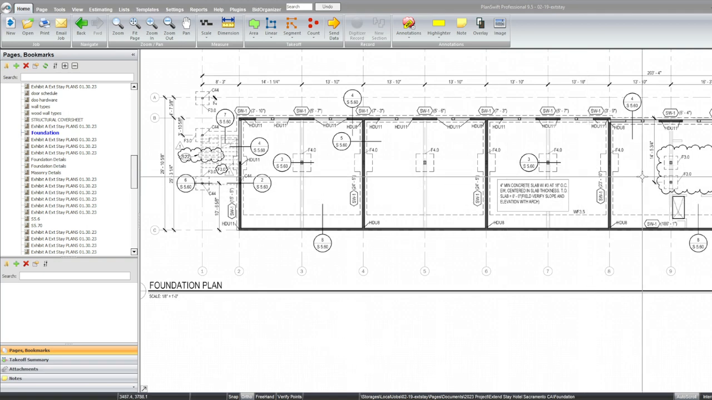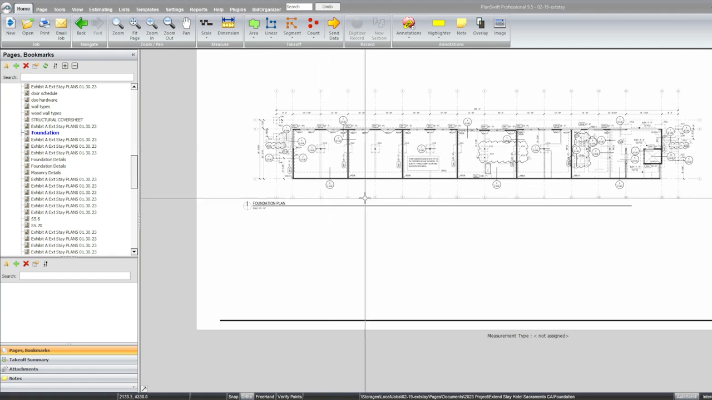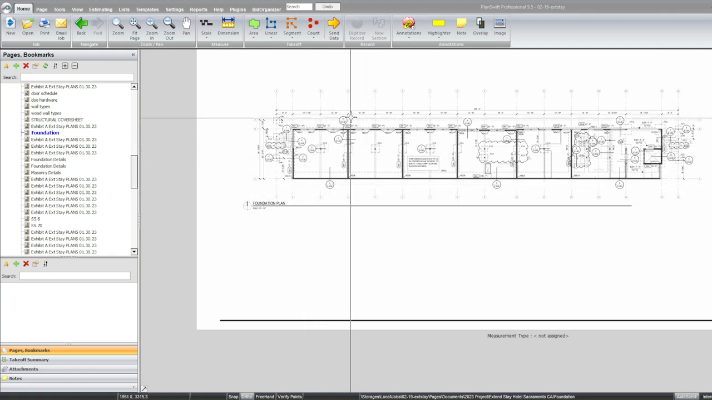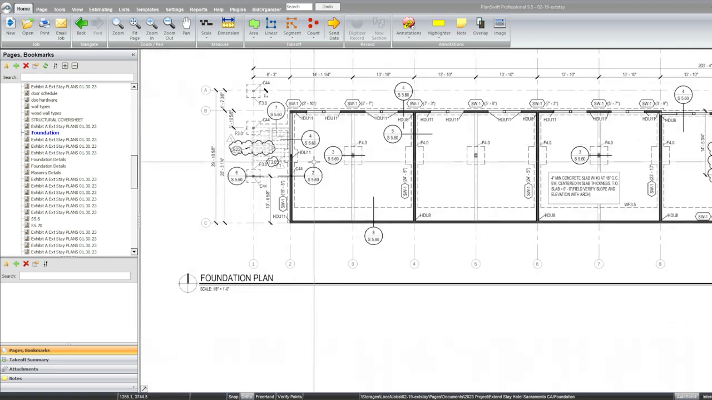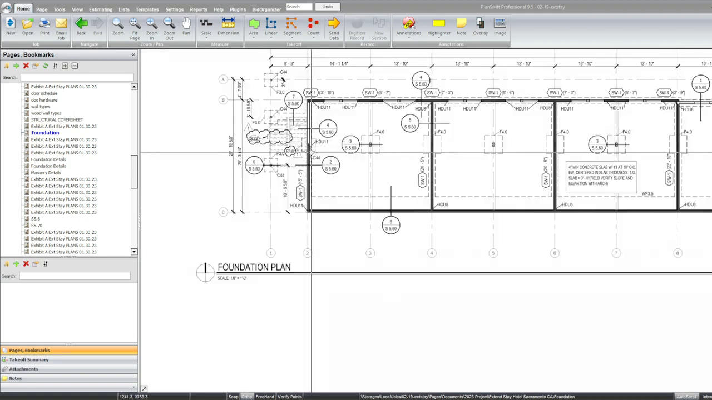So, what are we looking at? This is a very rectangular shaped foundation for this hotel. And I believe it's an extension to an existing building, but this is the foundation of the new construction. And so what are we looking at? We're looking from the plan view.